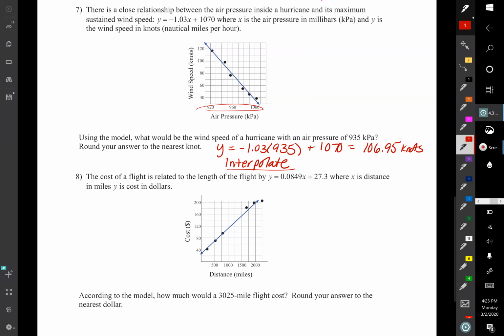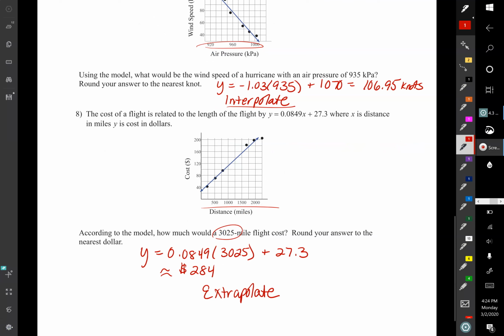Again, you're going to just plug in this value of 3,025 and then compare it to the domain of the given data set and tell me if you interpolated or extrapolated. All right, so we have plugged in the 3,025 for x. We get approximately $284. That seems awfully cheap. And what we did was extrapolate, because that's outside of our domain of the given data set.